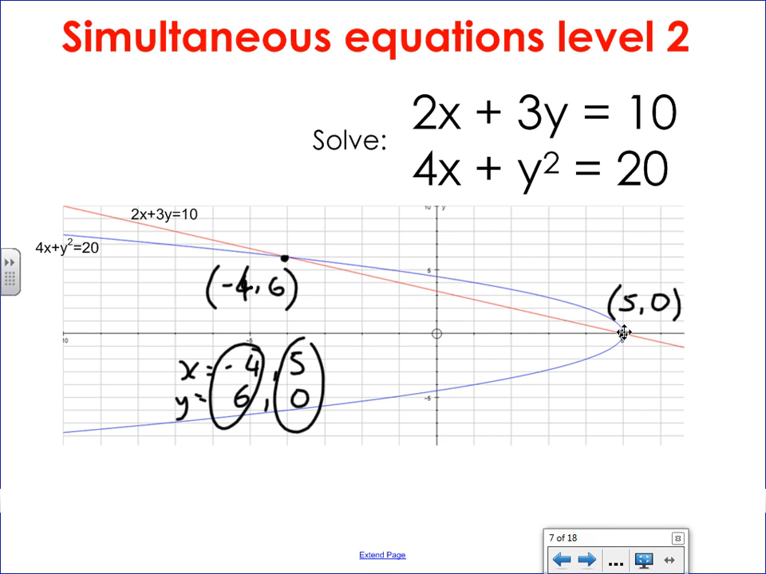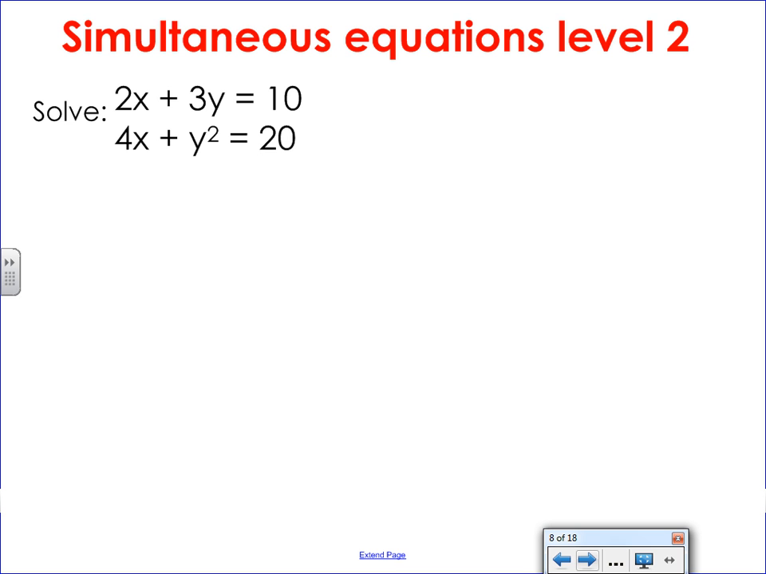Okay, let's see if we can do it. We're going to do the same thing. We're going to pick an equation, and we always pick the easier one. Last time they were as easy as each other. Now there's an obviously easier one. So we're going to write that one down and rearrange it to say x equals or y equals. Let's go for x equals, which is 5 minus 3 over 2 y.